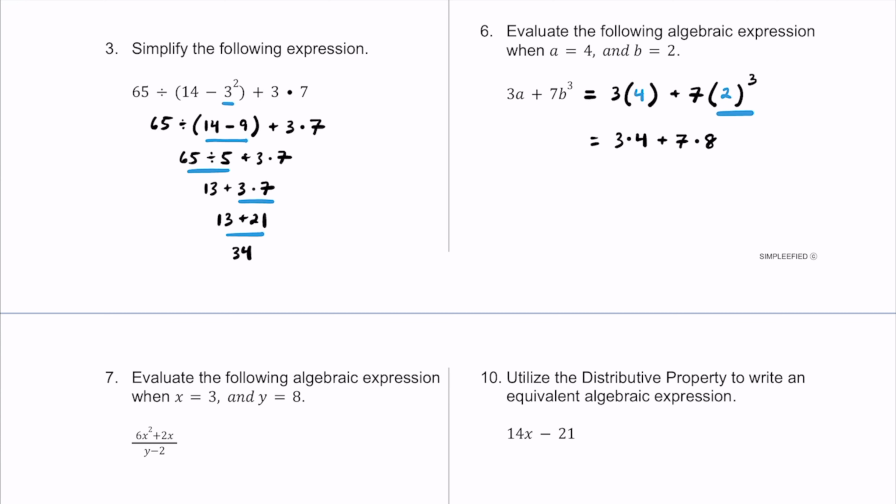Now we have 2 multiplication problems. We just go left to right here. 3 times 4 is 12. If you want to do them both at the same time, be my guest, because you'll do them in order anyway. 7 times 8 is 56, so it's going to be 12 plus 56. And then 12 plus 56 is going to be 68. So this would be the value of this expression if a was 4 and b was 2.